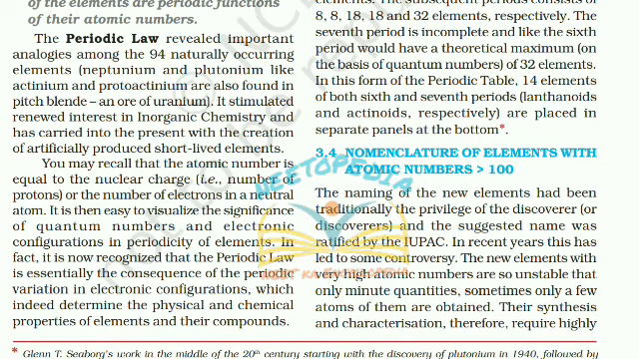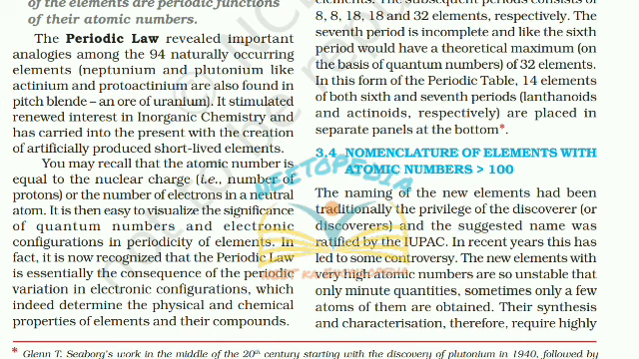3.4 Nomenclature of elements with atomic numbers greater than 100. The naming of the new elements had been traditionally the privilege of the discoverer or discoverers, and the suggested name was ratified by IUPAC. In recent years, this has led to some controversy.